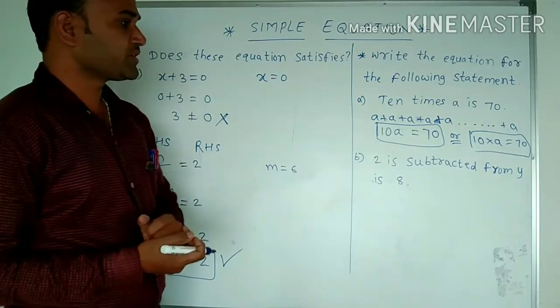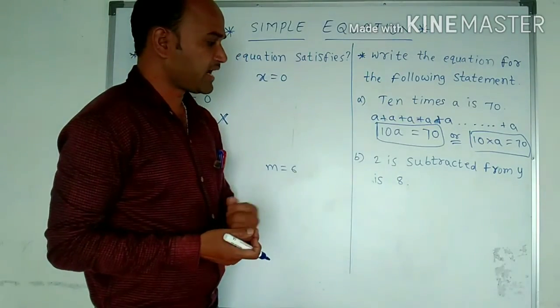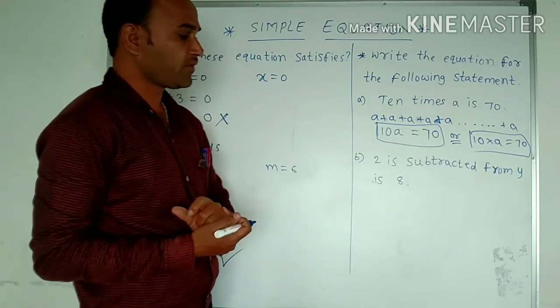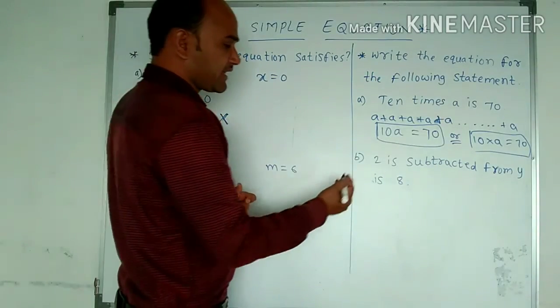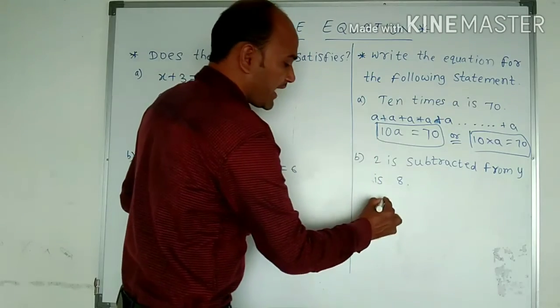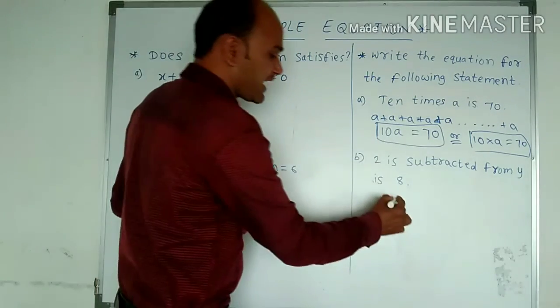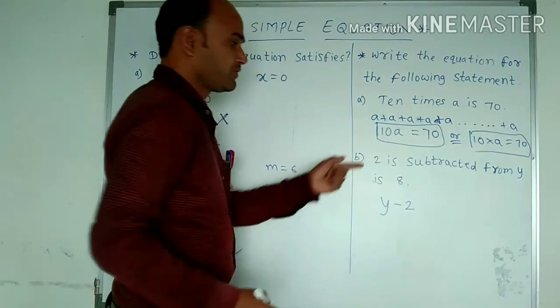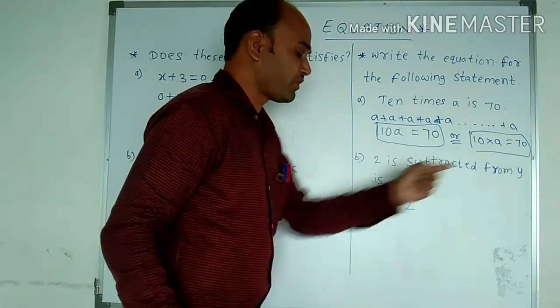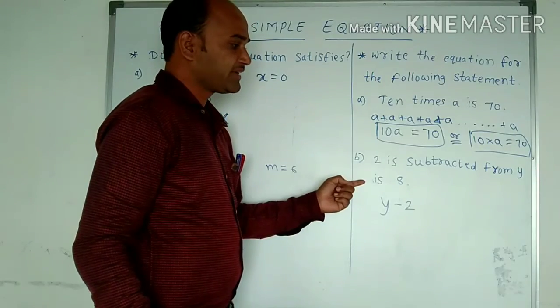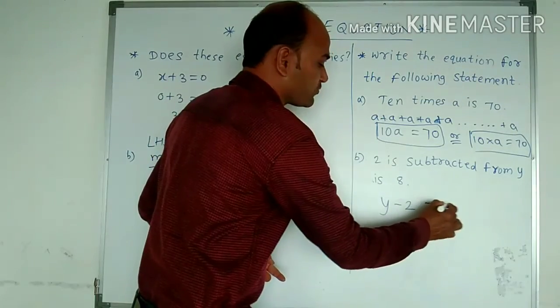So we will move towards the next question. It is that 2 is subtracted from y. Y is already there. We are subtracting 2 from it. 2 is subtracted from the y. Y is there and we are subtracting only 2 from it and we get the answer, which is 8. So we have to write here 8.